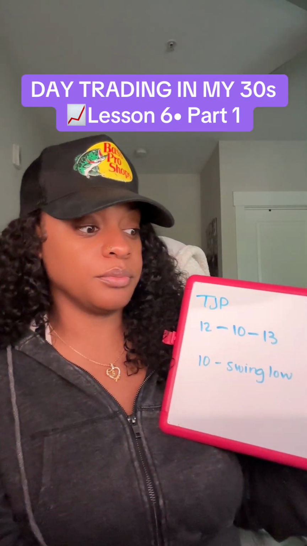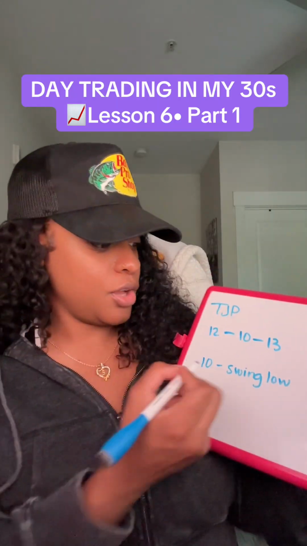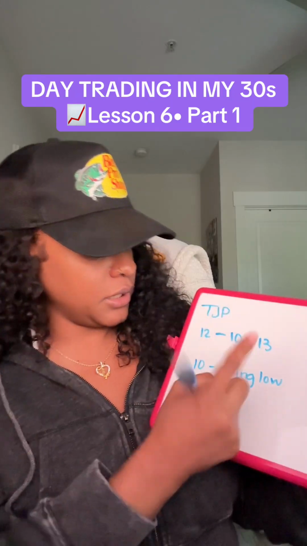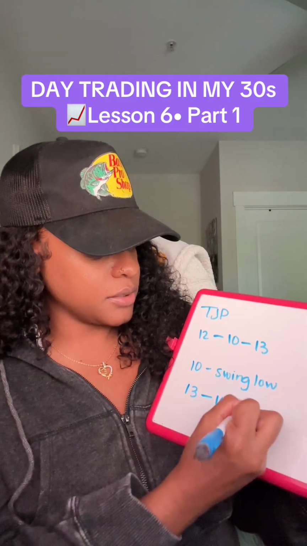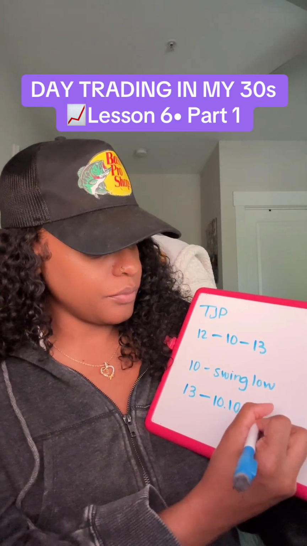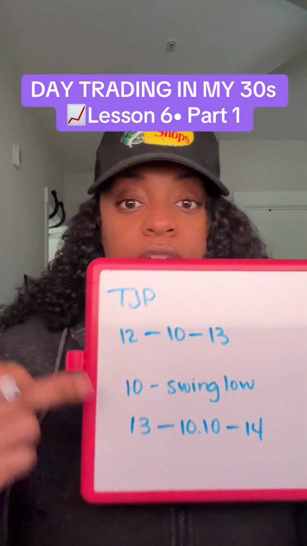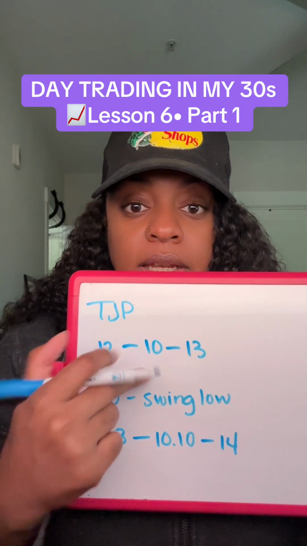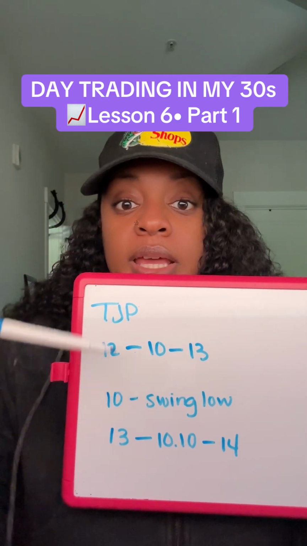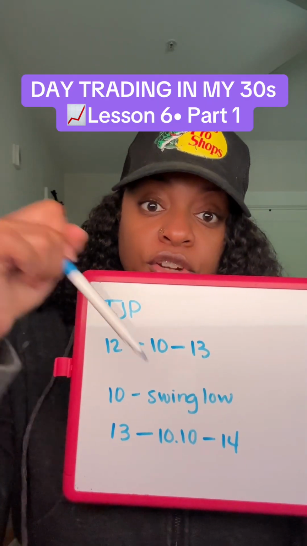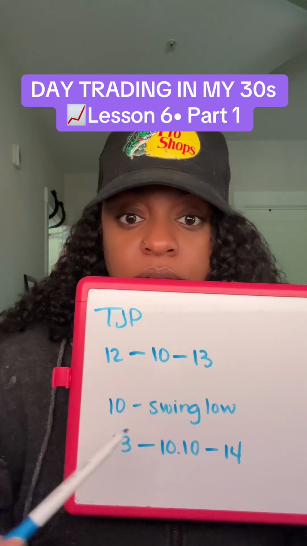All right, so we know here that 10 is a swing low. But now suppose later, once it got to 13, it went to $10.10 and then shot back up to 14. As you can see here, it went from 12 down to 10 and then shot back up to 13. We know that 10 is a swing low because it decreased down to 10 and then swung around to start going up. So 10 was our swing low here.